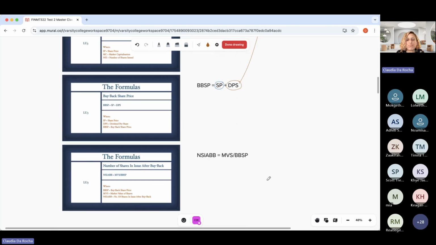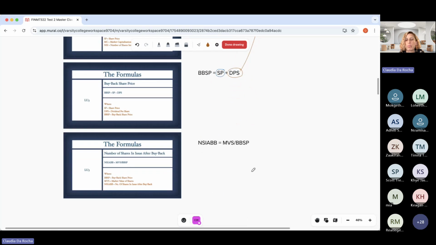All right, and then your number of shares in issue after buyback. So in your textbook, they tend to calculate the number of shares that have been bought back and then deduct that from your shares that you have already in place. So this formula is a shortcut. It takes you straight to the answer. It takes you to the issued shares after buyback. So it does skip a step, and I find it's just easier to do it that way.